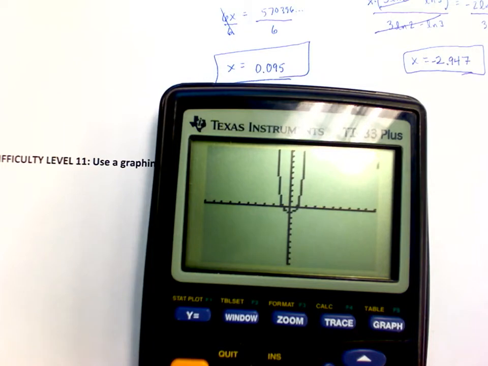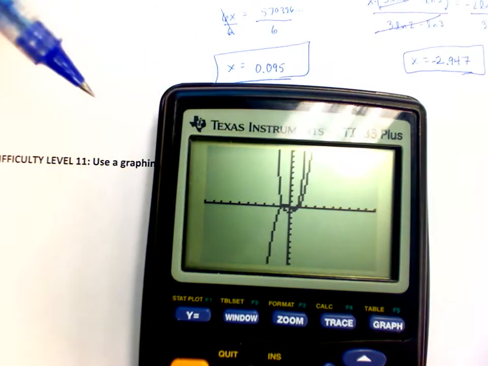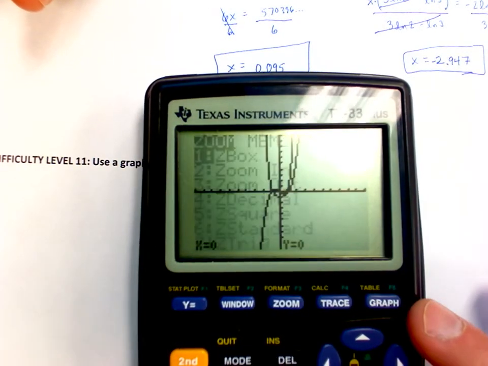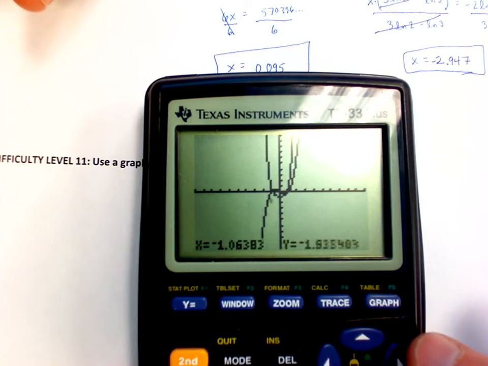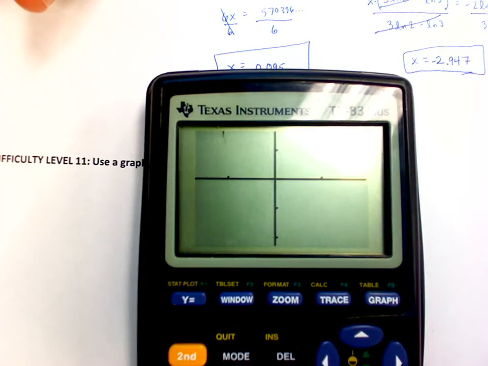There's the x, e to the x squared minus 2. Ooh, look at this. That might even cross 3 times. I really don't know. So I'm going to zoom in a little bit. Okay, I'm going to use the zoom box feature. I'm going to go over here and I'm going to say, okay, I hit enter there on the bottom left corner. I drag over and I drag up, and I'm going to hit enter in here. It's going to zoom in.